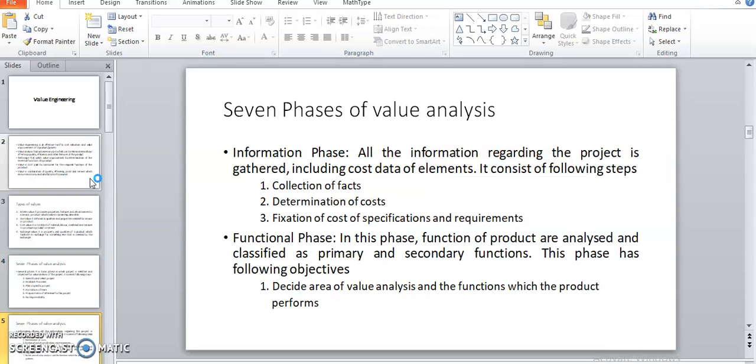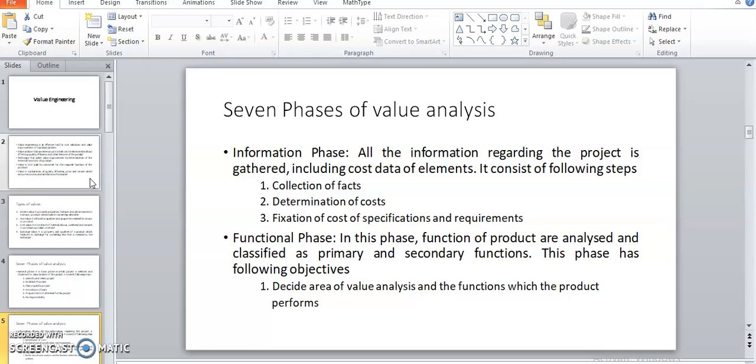The second phase is the information phase. As per its name, it collects all the information regarding the project, including cost data. This includes collection of the facts, determination of the cost, and fixation of the cost of specification and requirement.